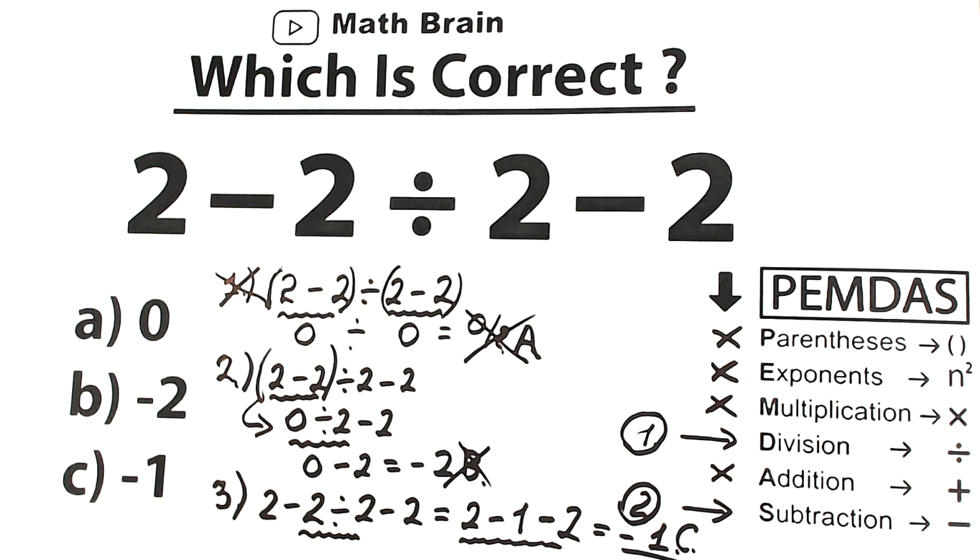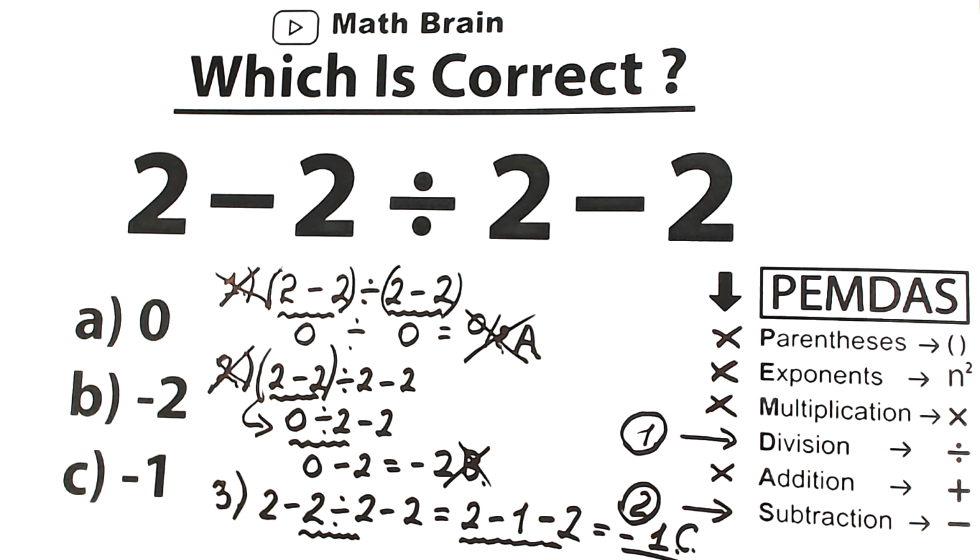Third interpretation, our last hope. What do we have right here? We have 2 minus 2 divided by 2, and this is a great solution, because division, then subtraction, is the correct order of operation. So I hope your answer is the same as mine. Division, then subtraction from left to right.